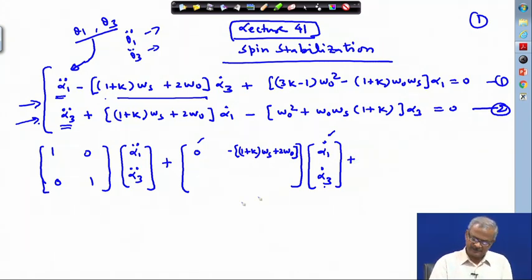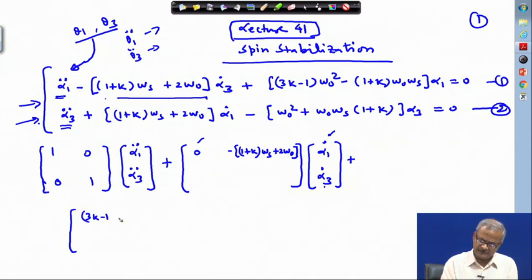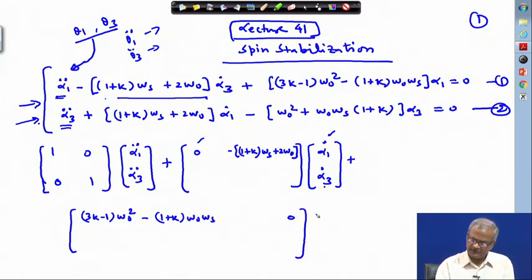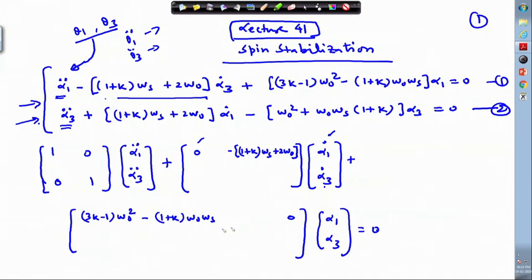So, for the third term we will write here in this place. This is 3 k minus 1 omega 0 square, minus 1 plus k omega s, 0, and then we will have alpha 1 alpha 3, equal to 0 on the right hand side. So, if we multiply we recover this particular term here. The same way we can get for this equation. So, they can be combined together.